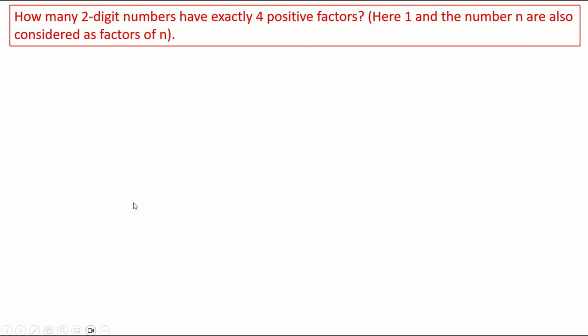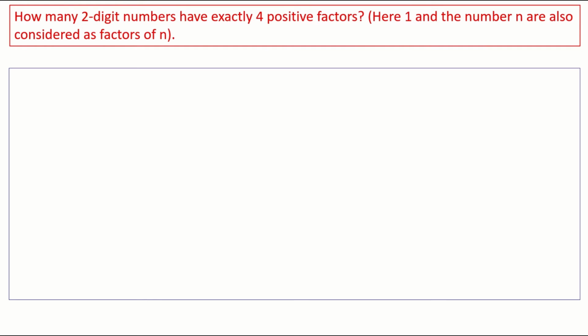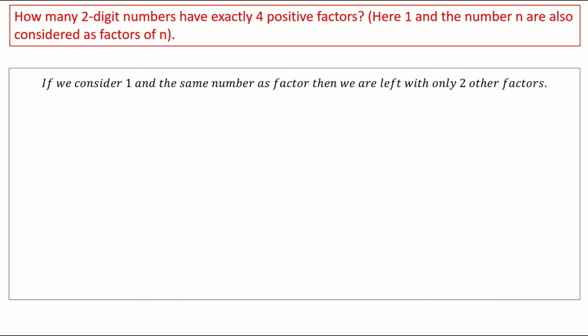Many two-digit numbers have exactly four positive factors. Here 1 and the number n are also considered as factors of n. Okay? So if you consider 1 and the same number as factors, then we are left with only two other factors, right? So the two-digit number should be either a product of two primes or the cube of a prime. Okay, why do we have to take prime? If it is not a prime, then you can still further factorize it.